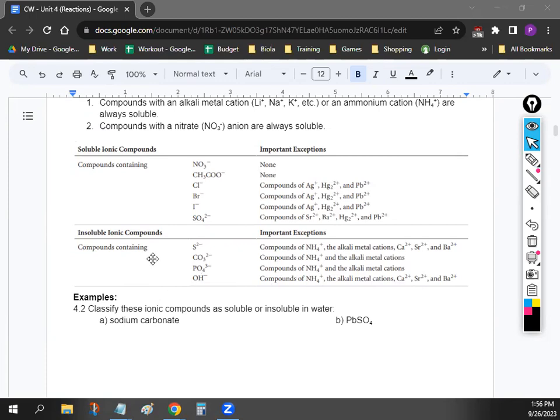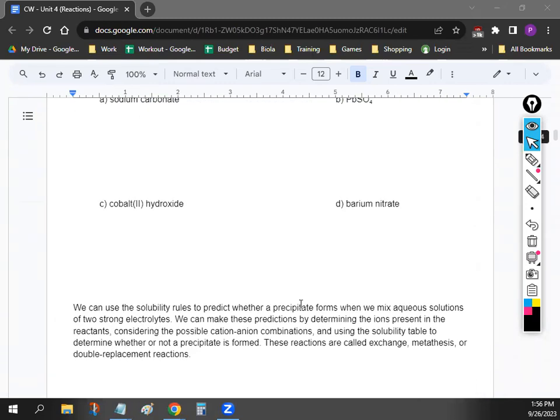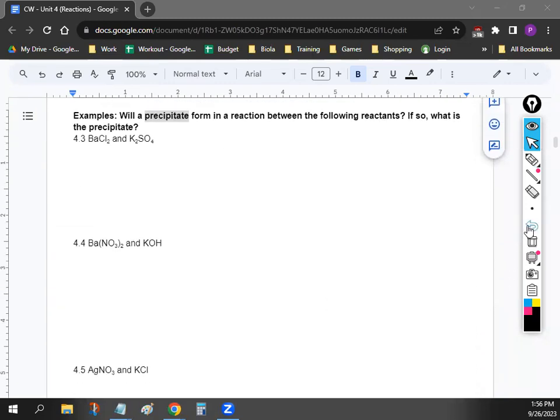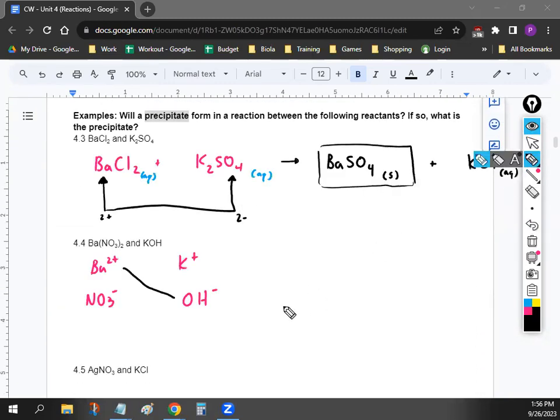Because if you look here, the exception is being insoluble. It's the opposite. So OH is typically going to produce a precipitate, except when it reacts with these. So when it reacts with barium, it is not going to form a precipitate. Just be careful with reading that. If you react these two, you're going to form Ba(OH)2, and this is going to be aqueous. So be careful when you're looking at that chart.